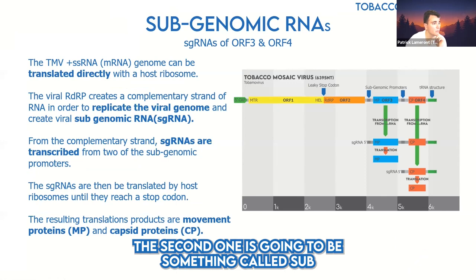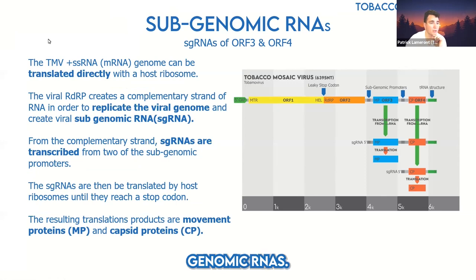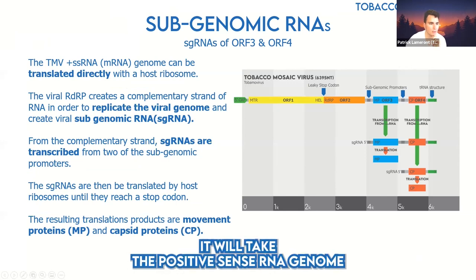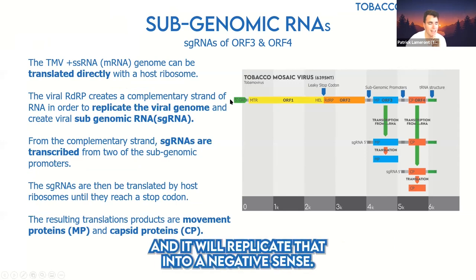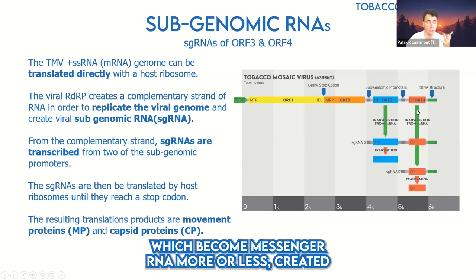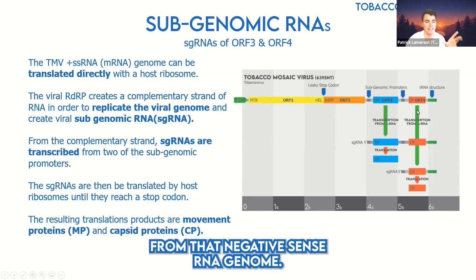The leaky stop codon is the first viral strategy that the tobacco mosaic virus uses. The second one is something called subgenomic RNAs. So when we have that polymerase, it will take the positive sense RNA genome and replicate that into a negative sense. And then from there, we're going to have these subgenomic RNAs, which become messenger RNAs more or less, created from that negative sense RNA genome.